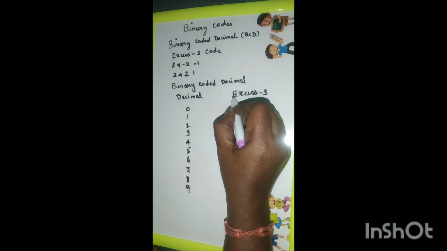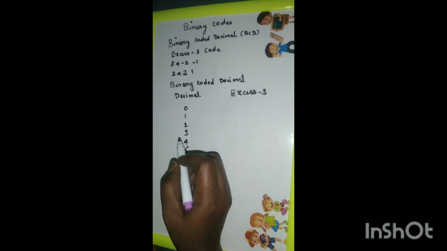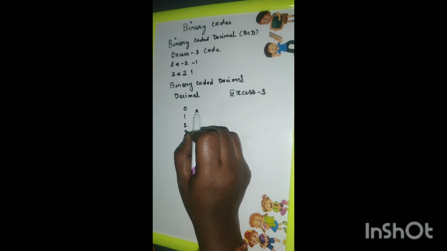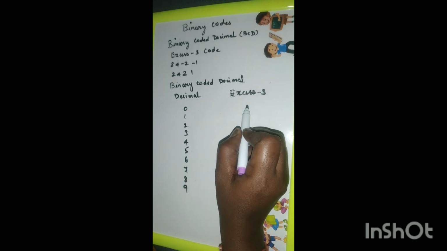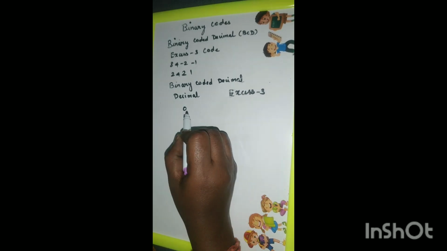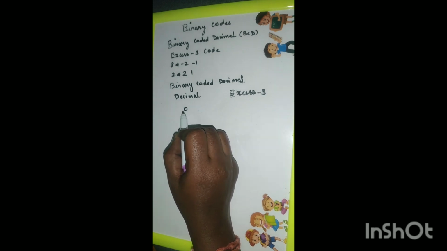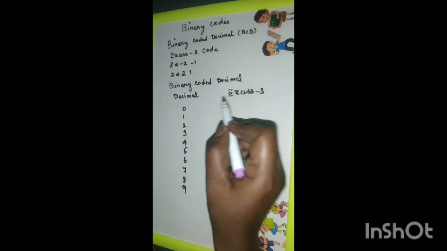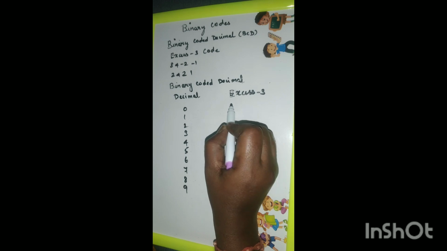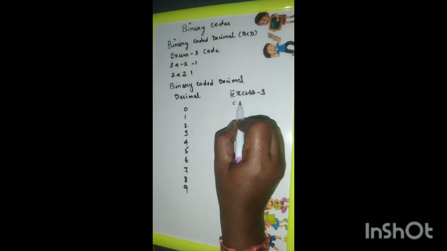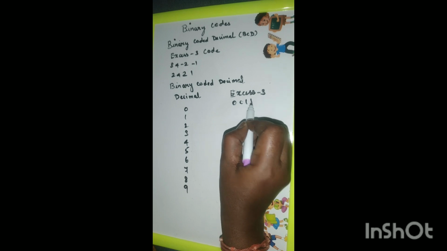Excess 3 code. We can get excess 3 code by adding 3 to the decimal number, and the answer is represented in binary form in 4 digits. For 0, we add 3 to 0: 3 plus 0 is 3. So we write the excess 3 code for 0 as 0 0 1 1. This is the binary conversion of 3.